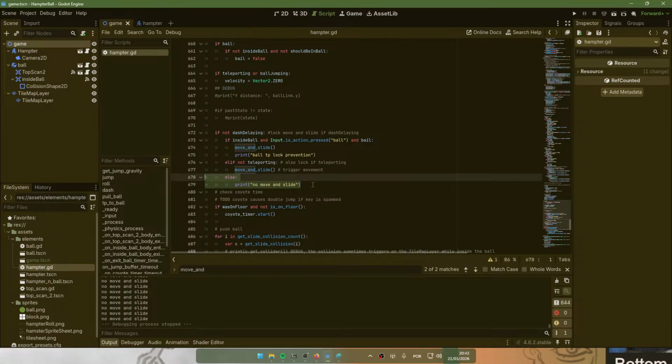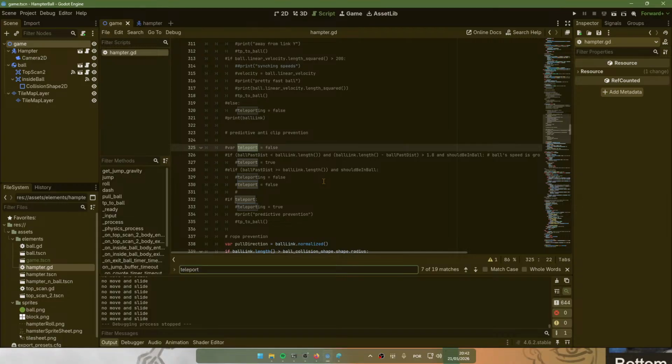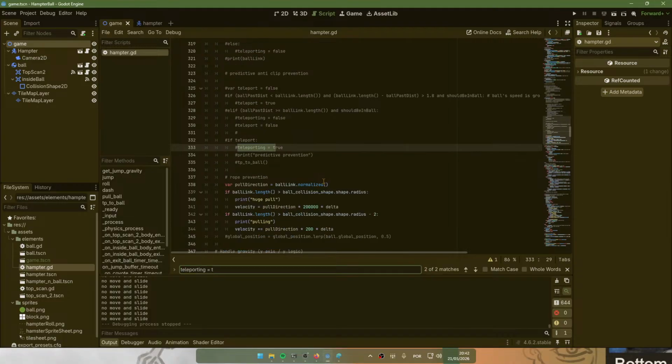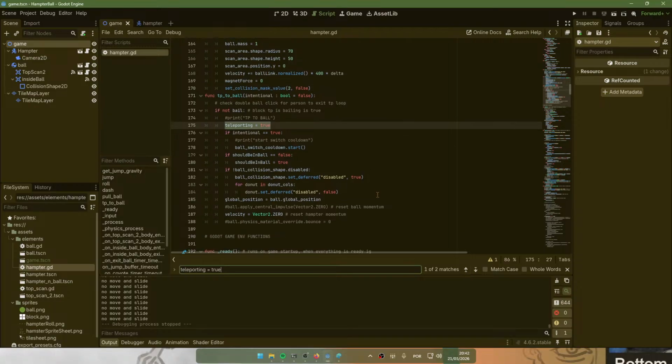So it is triggering. So that means if inside ball and input is action pressed ball and bail, so that wasn't triggered. Oh, he is teleporting. Is that it? He's teleporting? What triggers the teleporting? Teleport equals... No, teleporting equals true. Why is there only 2 places set to true? God damn, man. Let's think a little bit more.